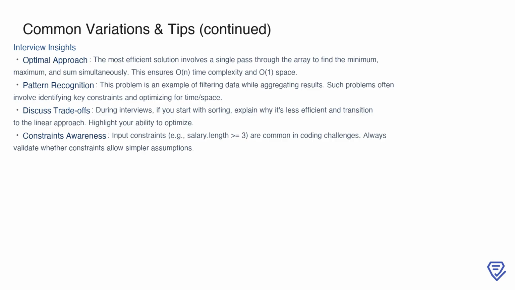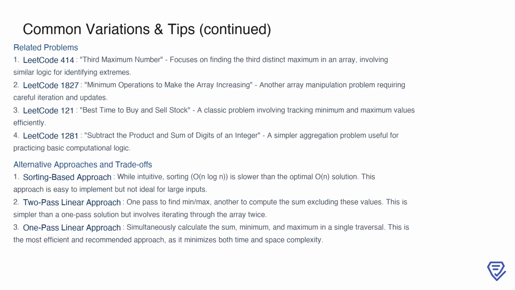Also, pay close attention to the problem's constraints. For instance, knowing that the input will always have at least 3 elements allows you to make certain assumptions, but you should still validate your solution for edge cases within those bounds. This problem shares similarities with other LeetCode challenges. For example, LeetCode 414, third maximum number, also involves identifying extremes in an array.